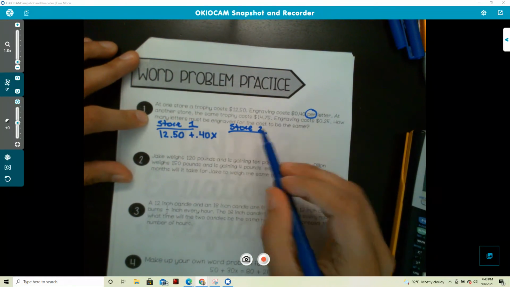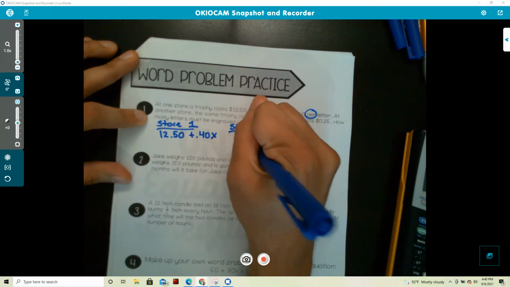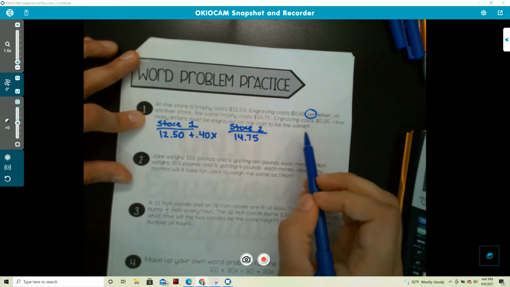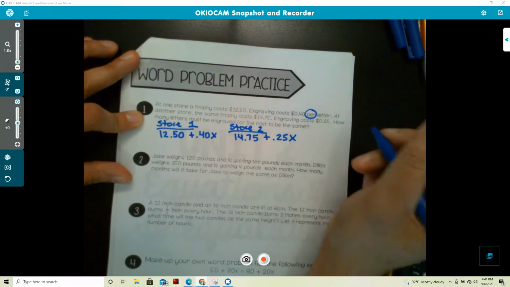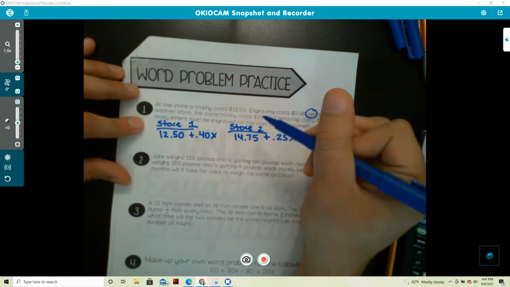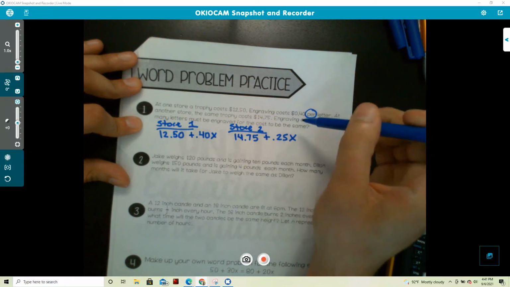At another store, the same trophy costs $14.75. So that's our fixed amount. Engraving costs 25 cents plus 0.25x. How many letters must be engraved for the cost to be the same?